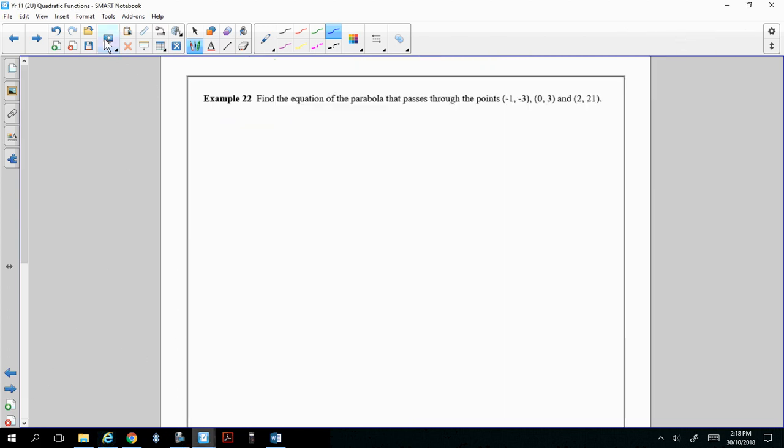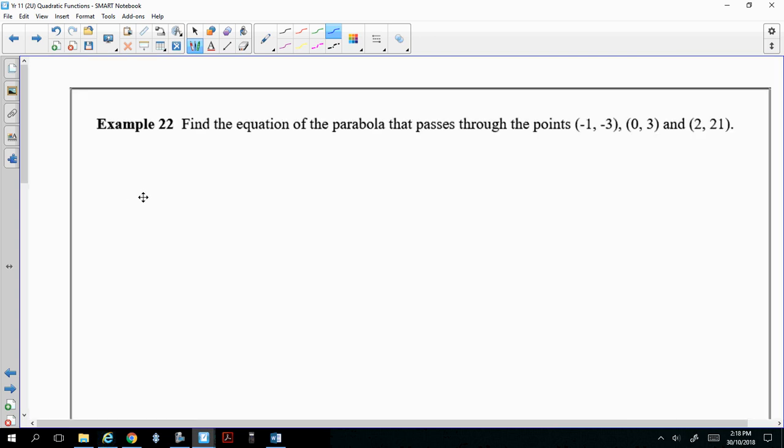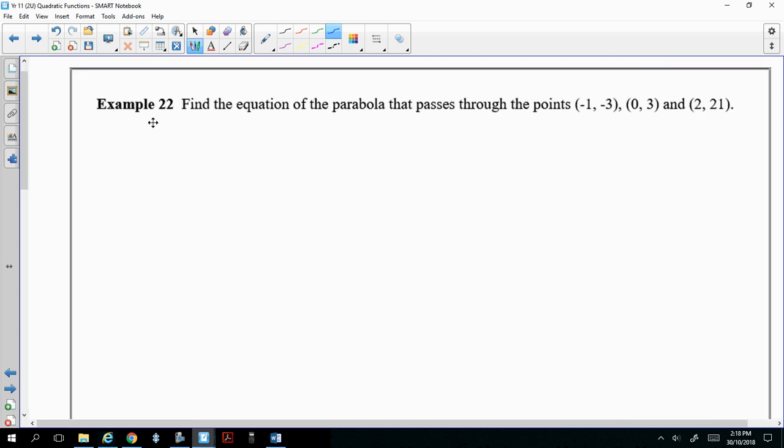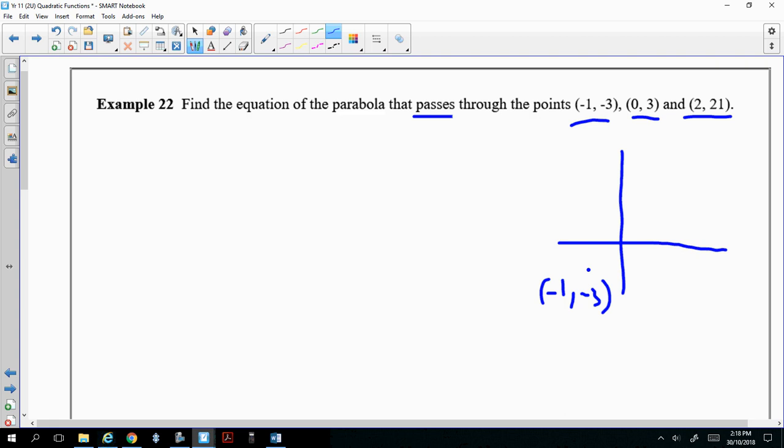So this is a little bit different. We're going to find the equation of a parabola that passes through all 3 points. You don't have to draw it. What it will look like is (-1, -3), (0, 3), and (2, 21). So you're going to find a parabola that passes through all these 3 points. Maybe it looks like this, and you're going to find the equation.